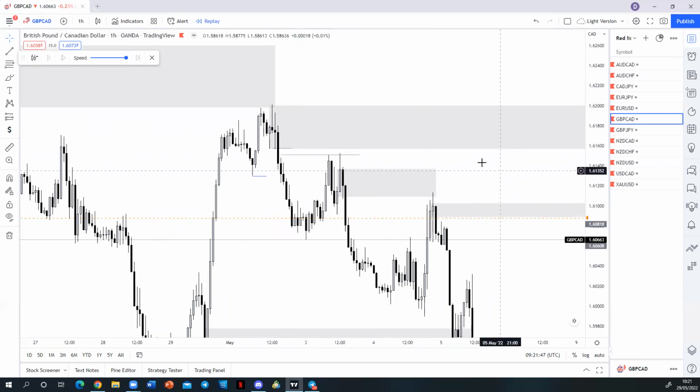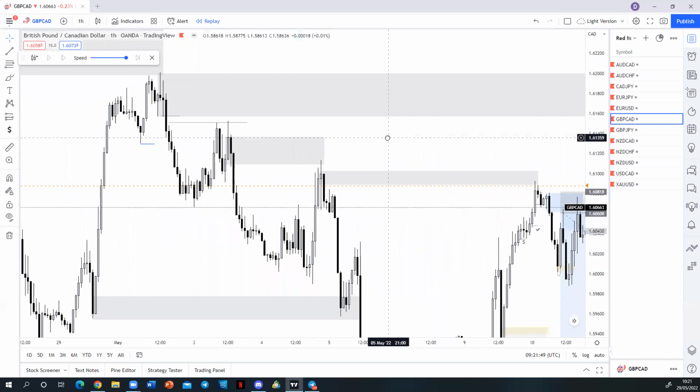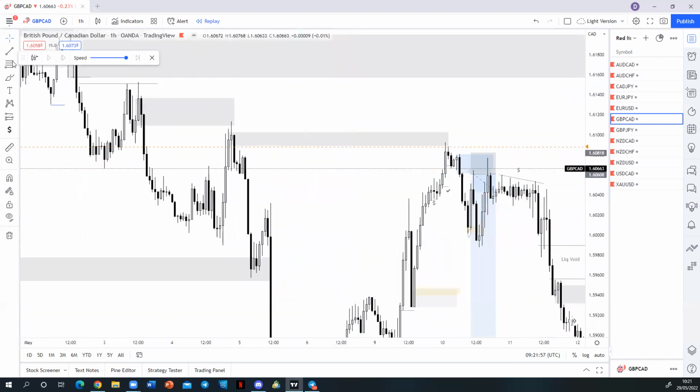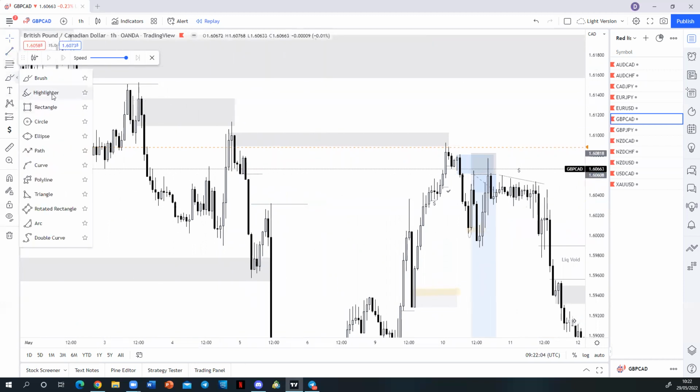I'm going to be releasing a video soon on imbalances and liquidity voids. But for now, just know when there's a gap in the market below an order block, then that's a very key zone in a way. Even looking at something like this, these are the types of gaps. Let me just highlight it for you guys.